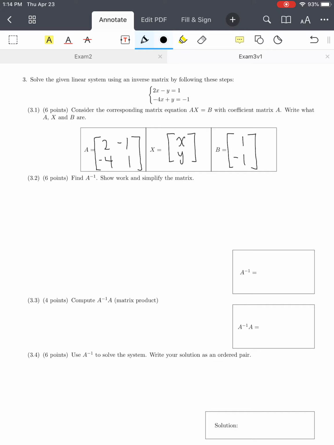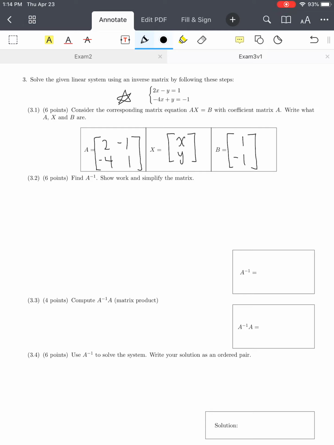So we can write this as AX equals B, because if we actually multiply these out, A times X gives us the system at the top. It's just a different way of writing it. So part 2 says find A inverse, show work and simplify.